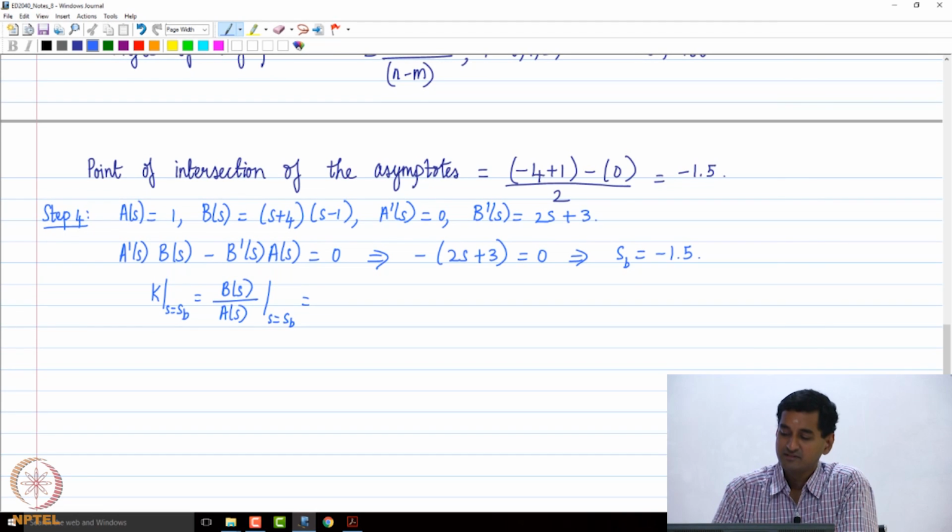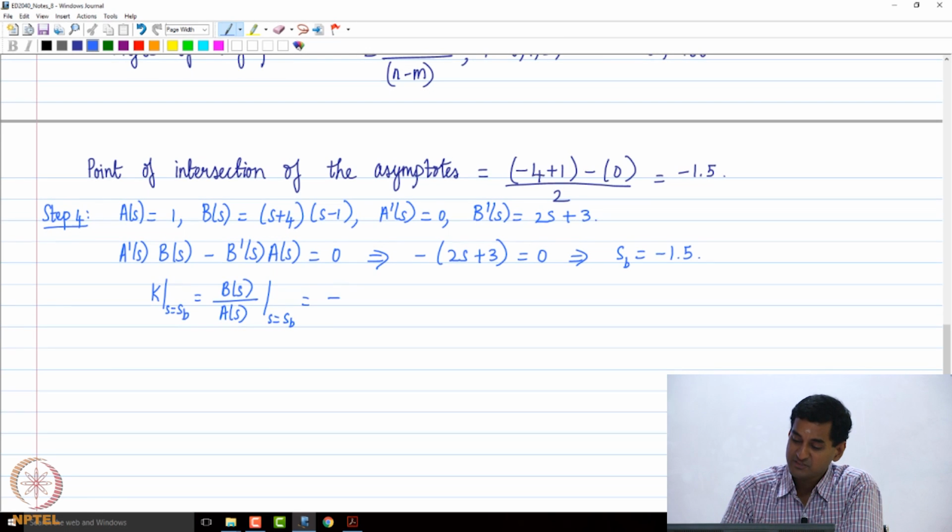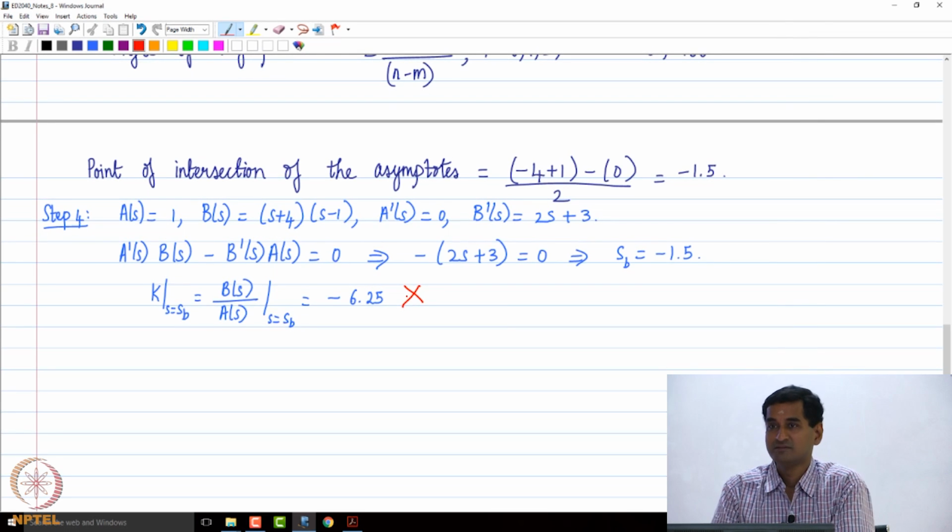Just substitute minus 1.5 in B of s, because A of s is anyway 1, right? What do you get? Minus 6.25, right? And consequently this is not okay, right? But anyway we could have figured it out, right? I did not even have to calculate k, but I am teaching you a good process to follow.